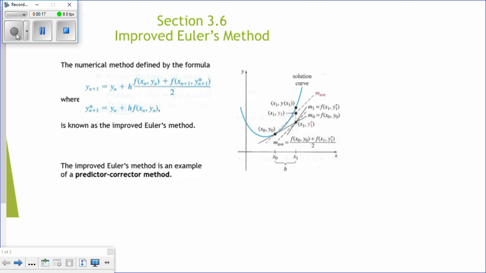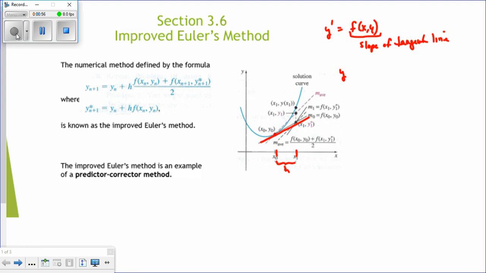Remember, Euler's method said that we started with the point x naught, y naught, and we used the function. We had that the slope y prime was equal to some function f of x, y. So this gave us the slope of the tangent line. We used that slope at the point x naught, y naught to get this tangent line, and then we looked at the next x value, which was some distance h away from the initial point, and we used this formula to find the y value on the tangent line for that x.